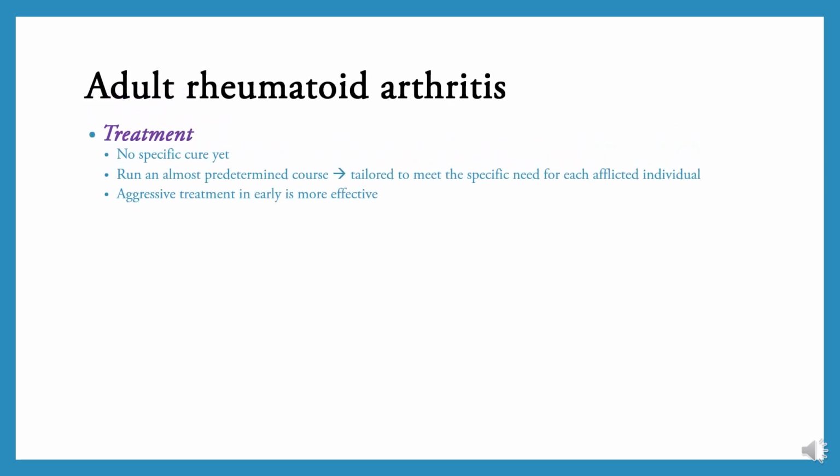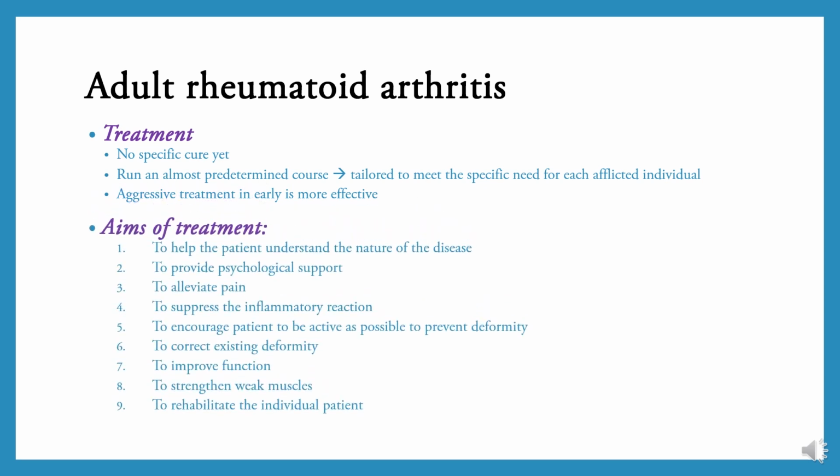The treatment for adult rheumatoid arthritis: there is no specific cure yet. However, aggressive treatment early is more effective. The aims of treatment are first to help the patient understand the nature of the disease, to provide psychological support, alleviate pain, suppress the inflammatory reaction, encourage patients to be as active as possible to prevent deformity, correct existing deformity, improve function, strengthen weak muscle, and rehabilitate the individual patient.